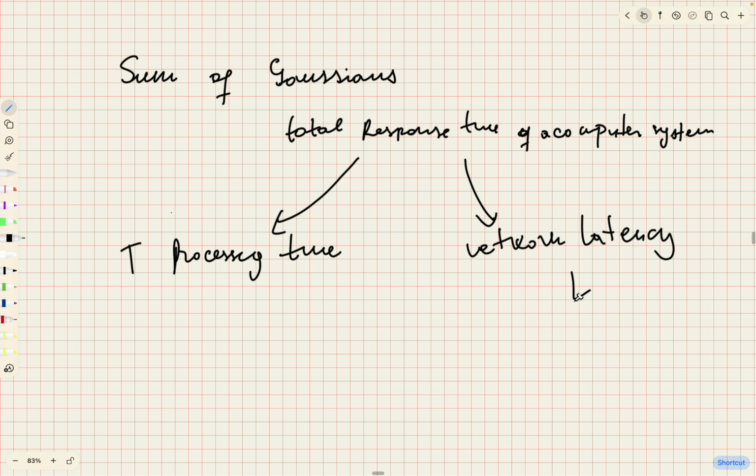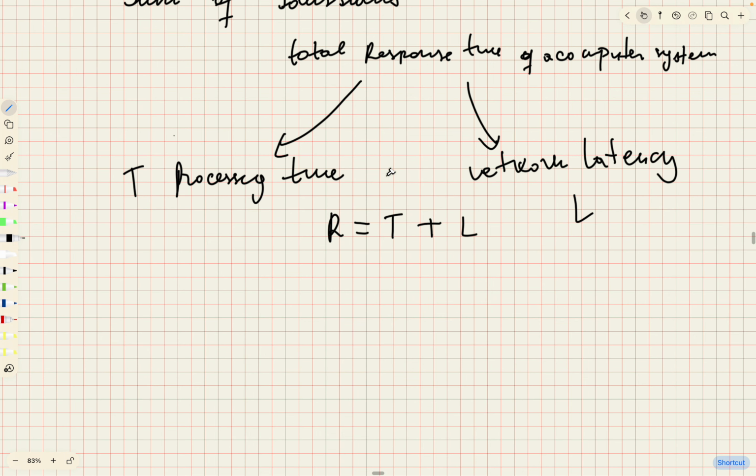And the total response time R will be T plus L. And of course, it's a random variable. The processing time is a random variable, and network latency is a random variable that follows a distribution. In this case, we are specifically choosing the normal distribution. And if it's a distribution, then it has a mean and a standard deviation.